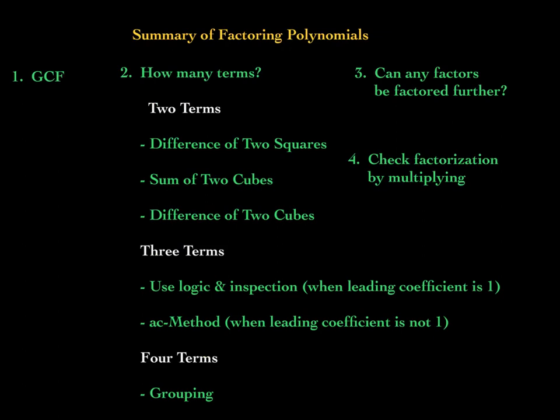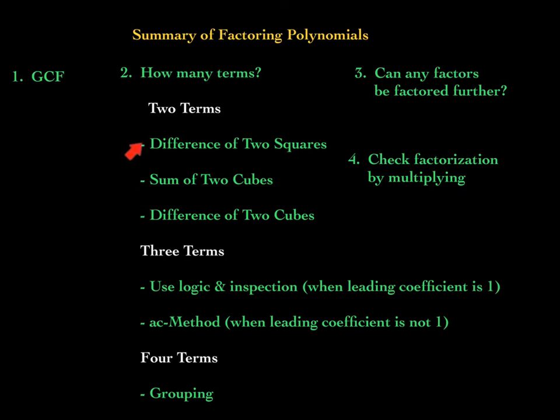All right, before we end this lesson, I thought it might be helpful to have a summary of factoring polynomials. Your first step is always to factor out the GCF if it exists, or I should say, if it's other than 1, okay? The next thing you want to do is, how many terms do you have? If you have 2 terms, these are your 3 options. Difference of 2 squares, sum of 2 cubes, difference of 2 cubes.